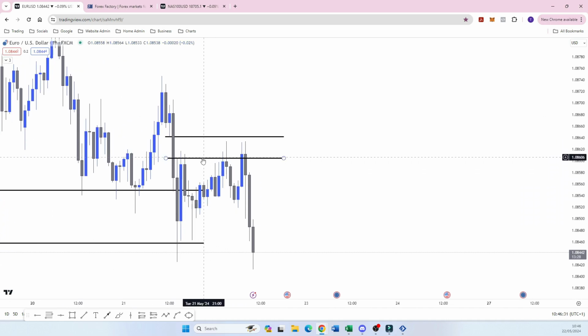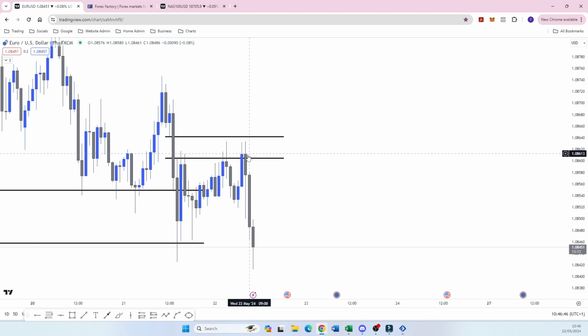Now, we like to utilize these levels for a couple of things: entries and confirmation, because essentially this is leaving behind price action that the algorithm likes to come back into to rebalance price.